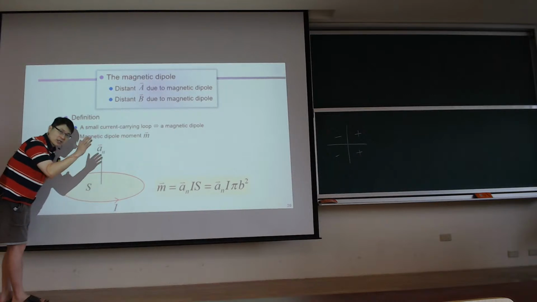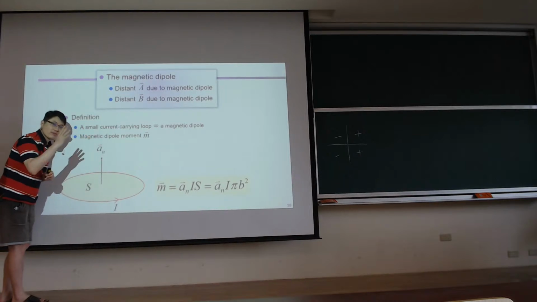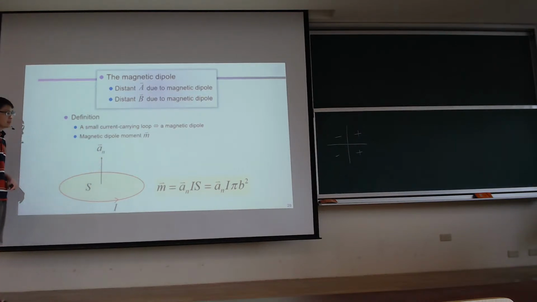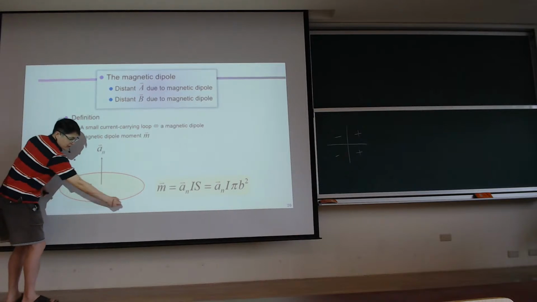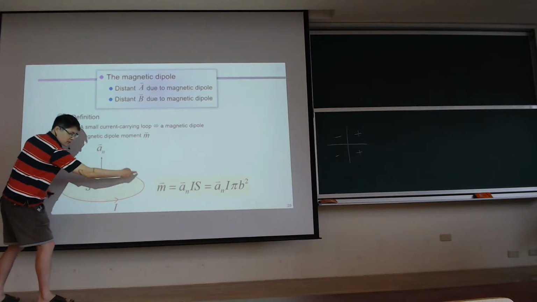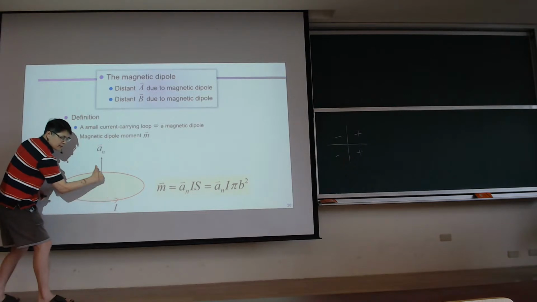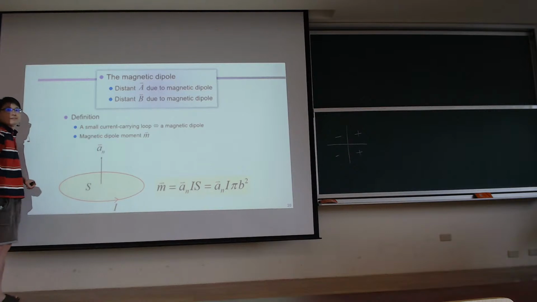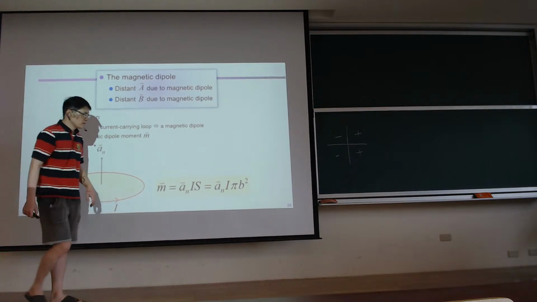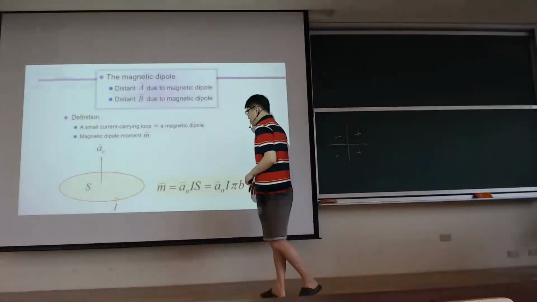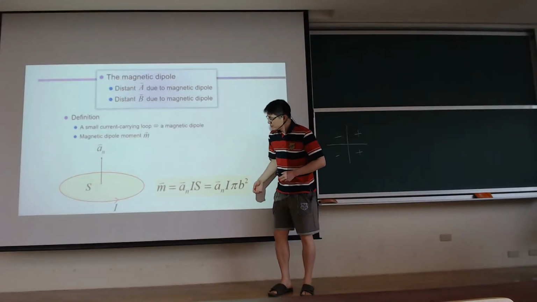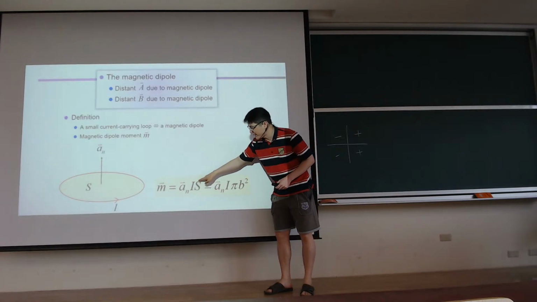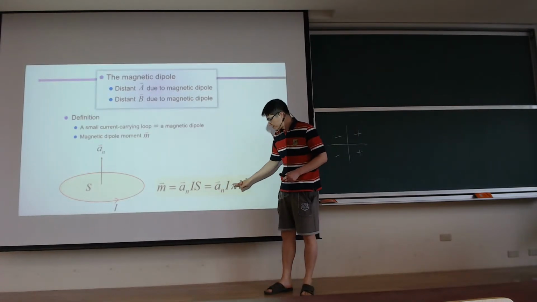Okay, so everything is still using the right hand rule. The forefingers denote the current direction, right? So in this case, since the current is flowing in a counterclockwise direction, my magnetic dipole direction is pointing upwards. Okay? Since, in this case, it's circular, I know how to express my S. The surface area is pi b squared.